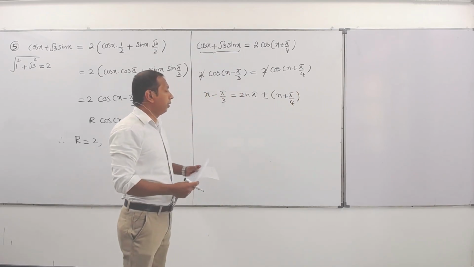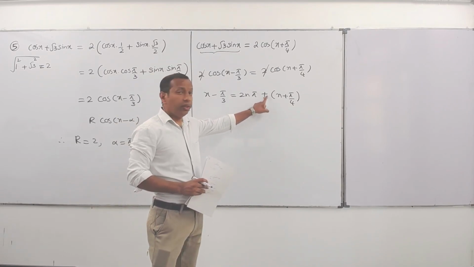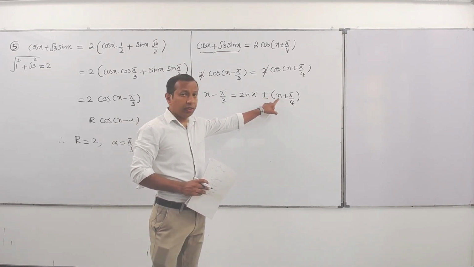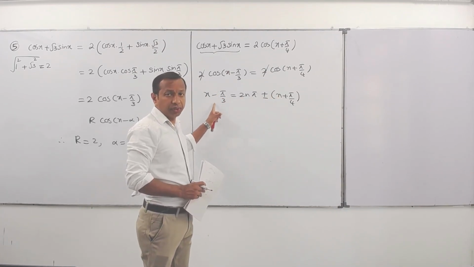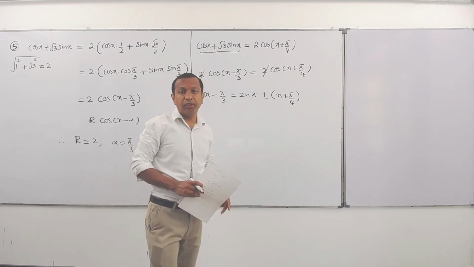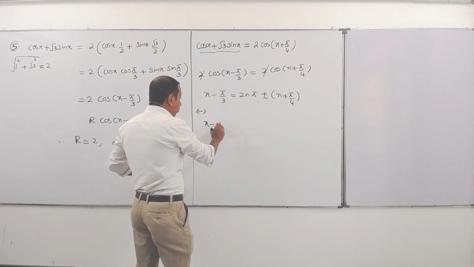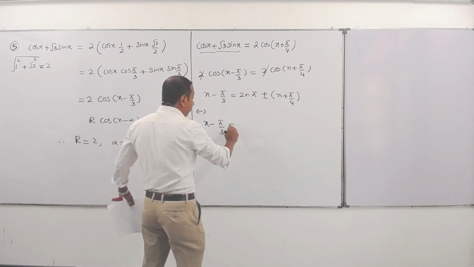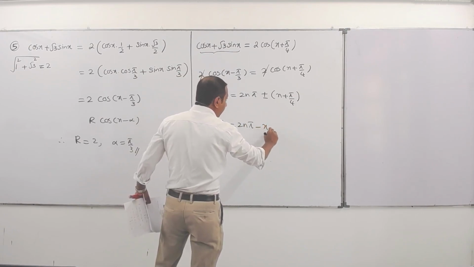Here n is an integer, right? But we have to find x, no? Then we first take the plus sign. Right hand side we get plus x. When I take this left hand side, we get minus x. x minus x, we won't get x. Then by the plus sign, we won't get an answer. So only the minus sign. x minus pi by 3 equals 2n pi, remove the bracket by multiplying the minus sign, minus x minus pi by 4.